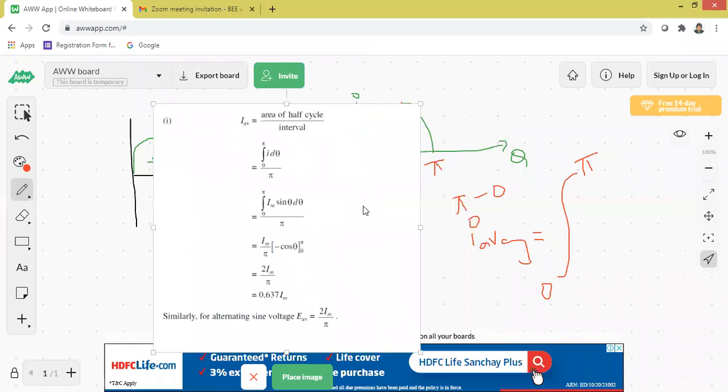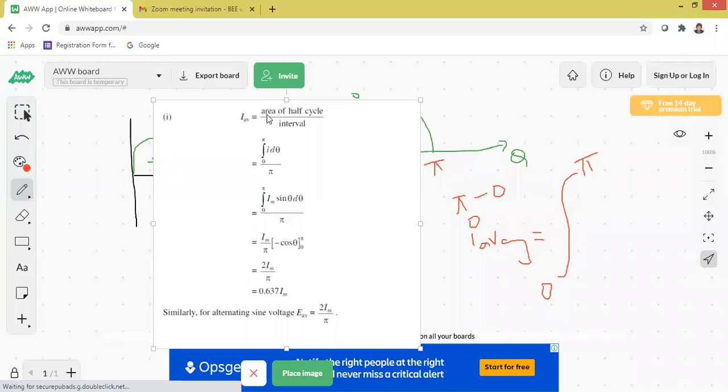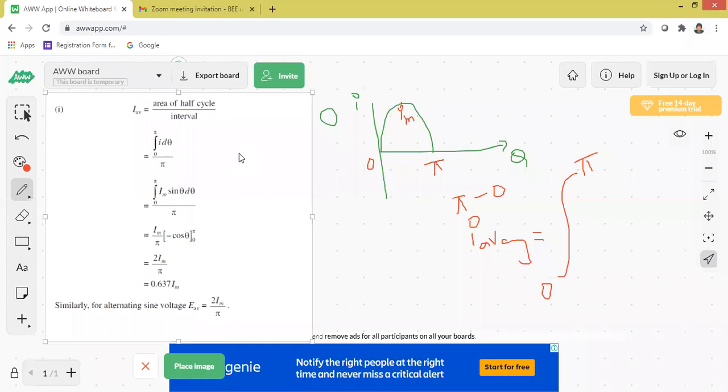So now on the screen you are able to see the average current, all of you. Derivation. All of you see. So what is the formula? We'll make it fast. Here you write area of the half cycle by interval length of the curve. Area of the curve. Curve means half cycle here. You must draw this diagram and this derivation. I average equal to area of the curve by length of the curve.